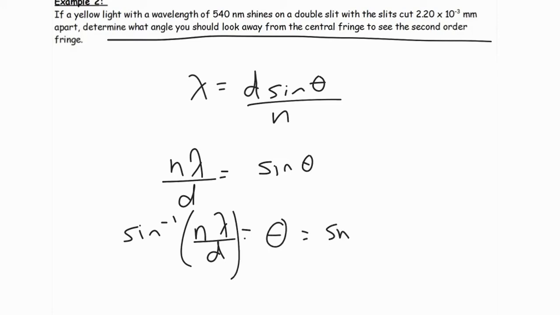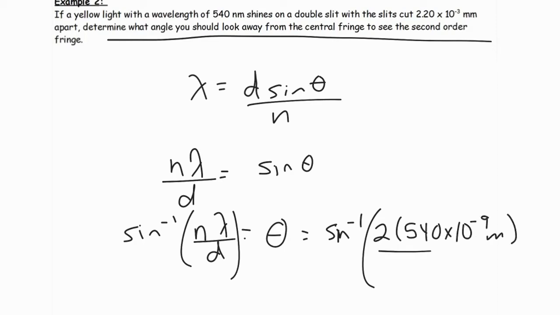So that's sine to the negative 1 of n. So I want to see the second order fringe. My wavelength is 540 times 10 to the negative 9 meters, it's nanometers, divided by d. So 2.20 times 10 to the negative 6 in order of meters.